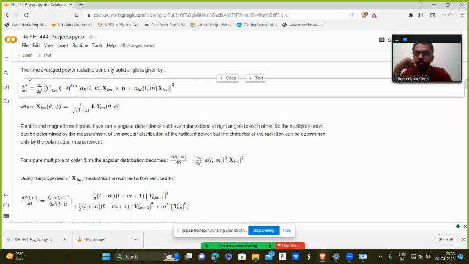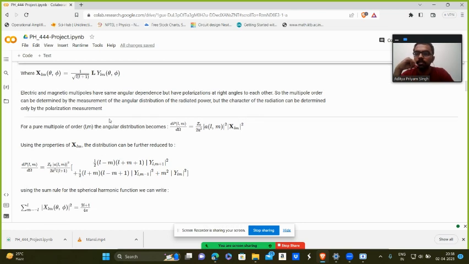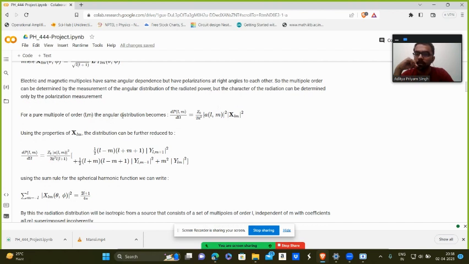is equal to Z naught over 2k squared into the mod square, where X_LM is basically a normalized way of writing L dot Y_LM. The electric and magnetic multipoles have the same angular dependence, but their polarizations are at right angles, basically perpendicular to each other. So the multipole order can be determined by the measurement of the angular distribution of the radiative power, but in order to determine the character of the radiation, we'll have to use the polarization measurement.